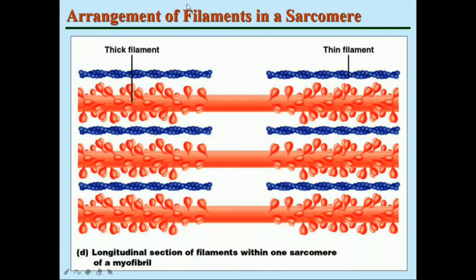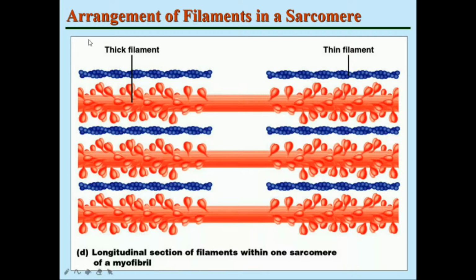So as you can see over here, the central portion of the myosin filament does not contain any cross bridges. The reason for this is that it contains only the tail portions of the myosin molecules, and from the remaining part of the myosin molecule on either side project the cross bridges which interact with the actin filament. So note that in the central portion of the sarcomere or the myosin filament, there are no cross bridges because it contains only the tails of the myosin molecules.